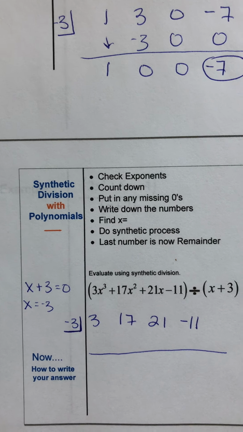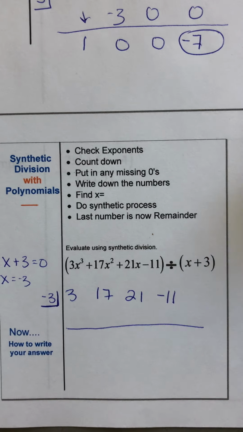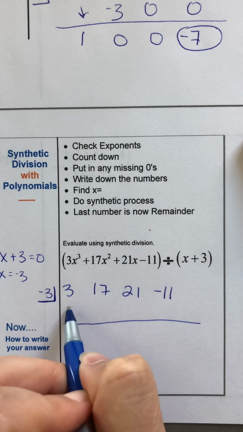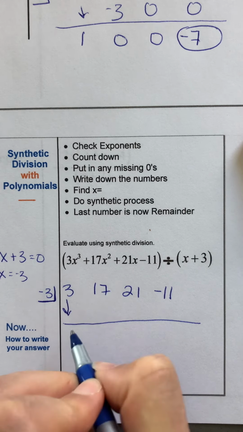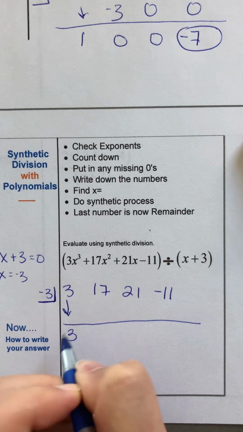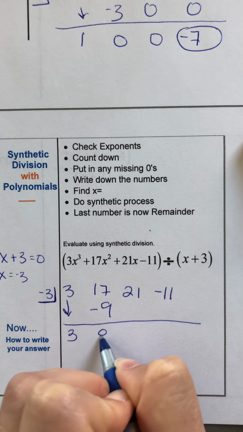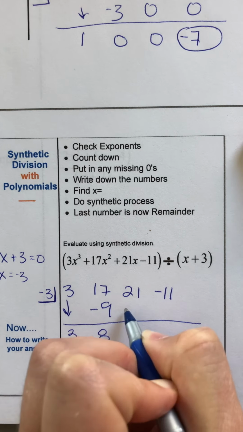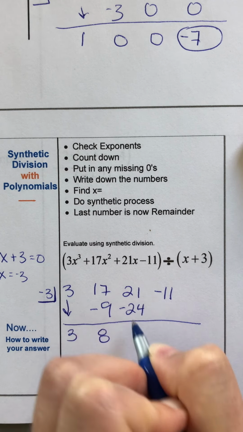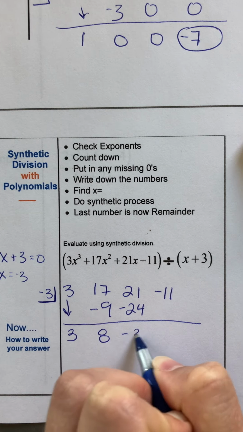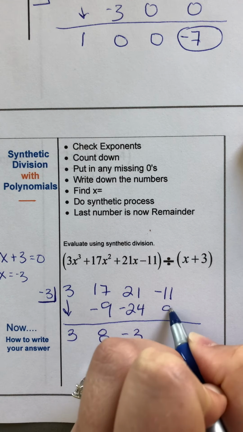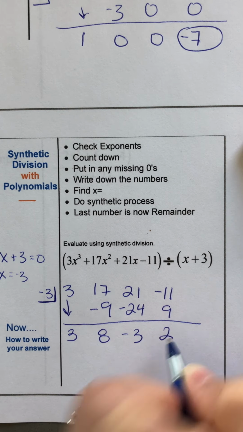We're going to go through the steps like we're used to in doing synthetic substitution, so the same steps. Carry down your coefficient. We've got a 3. Multiply, it's a negative 9. Adding together, we get 8. Multiply. Add them together. Multiply. And add them together.